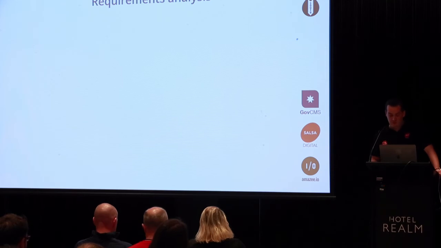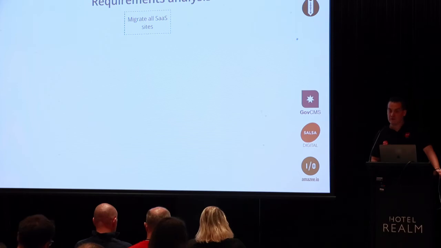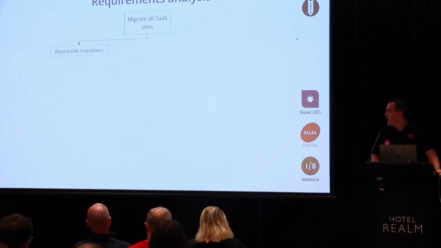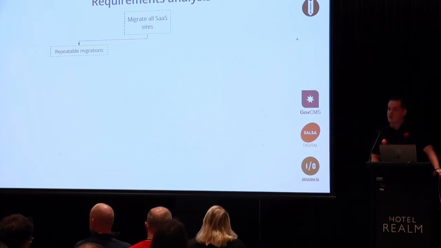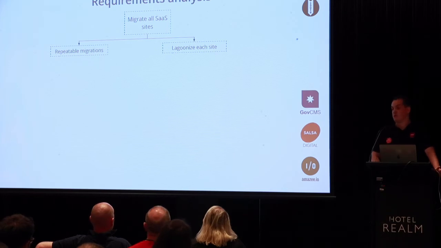So we started from requirements analysis. Basically, we knew that we needed to migrate all SaaS sites, 108 of them, and repeatable migrations was one of the major requirements. The second one was that we actually had to Lagoonize each site. Lagoonize means that we need to make sure that the site which runs on GovCMS 1.0, which was hosted on Acquia, can run on Lagoon.